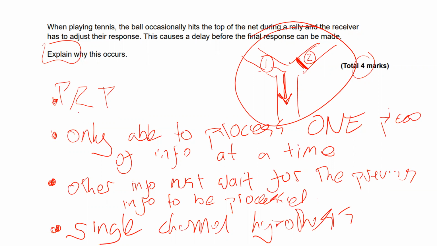What is it? You're only able to process one piece of information at a time. Any other information has to wait in line for that piece of information originally to be processed. And the overall concept here is known as the single channel hypothesis. So that's important that we get 4 marks on that sort of question.